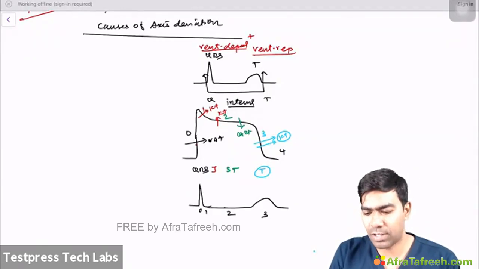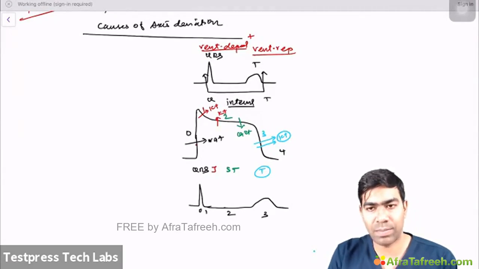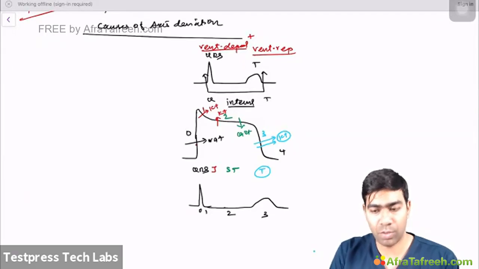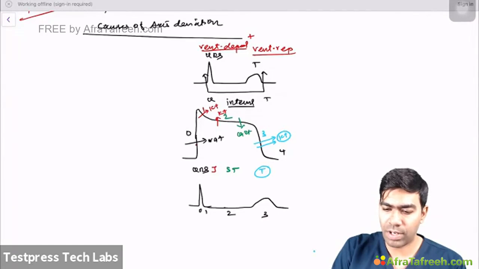Whenever you want to know the QT interval, it is important to know what the refractory periods are. You have something called an absolute refractory period, an effective refractory period, and a relative refractory period. What do you mean by absolute refractory period? What do you mean by effective refractory period? And what do you mean by a relative refractory period? You need to know. So for that, I'm using different colors again.